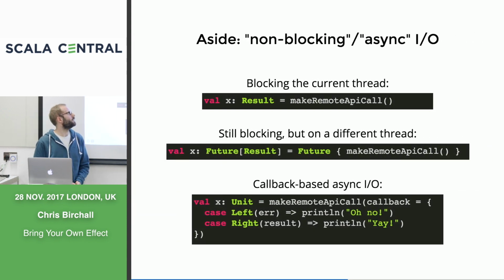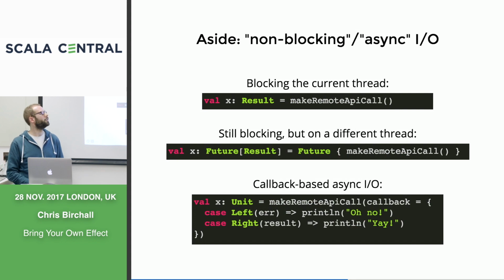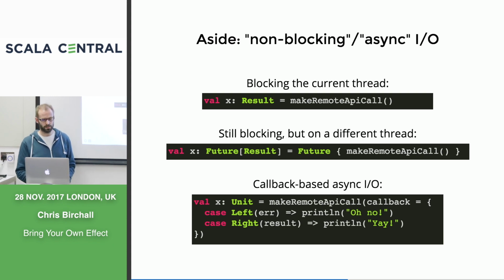So a little aside on what we mean when we talk about async or non-blocking I/O. There are a few different ways to do I/O. The simplest one, which we saw in Java land, was just to block the current thread. You call out to the database or whatever, you wait for it to come back, and when it comes back, you return your result. And if something went wrong, you throw an exception, I guess.